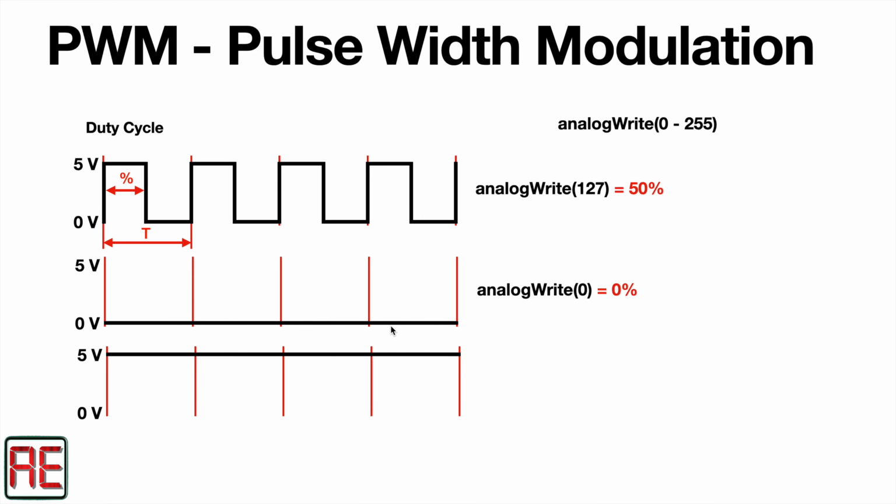If the argument is 0, the output will always be off. And if the argument is 255, the output will always be on. Which means that the duty cycle will be 100%. So, basically, to set the duty cycle correctly, we just need to use the rule of 3 with the required percentage and the range that corresponds to the parameter of the analog write function.